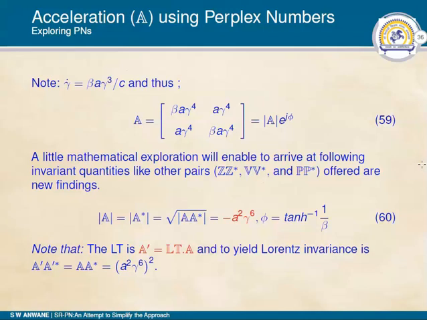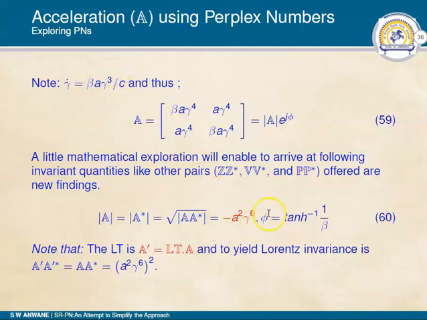Note that gamma dot can be further simplified as beta a gamma cube upon c. So if you write gamma equal to 1 upon under root of 1 minus beta square and differentiate that with respect to tau, you can obtain this quantity gamma dot equal to beta a gamma cube upon c. And if you substitute that in the previous equation 58, you can obtain A in an elegant way as the ordered pair beta a gamma to the power 4 and a gamma to the power 4, which can be expressed in the form mod a e to the power j, where mod a can be minus a square gamma power 6.